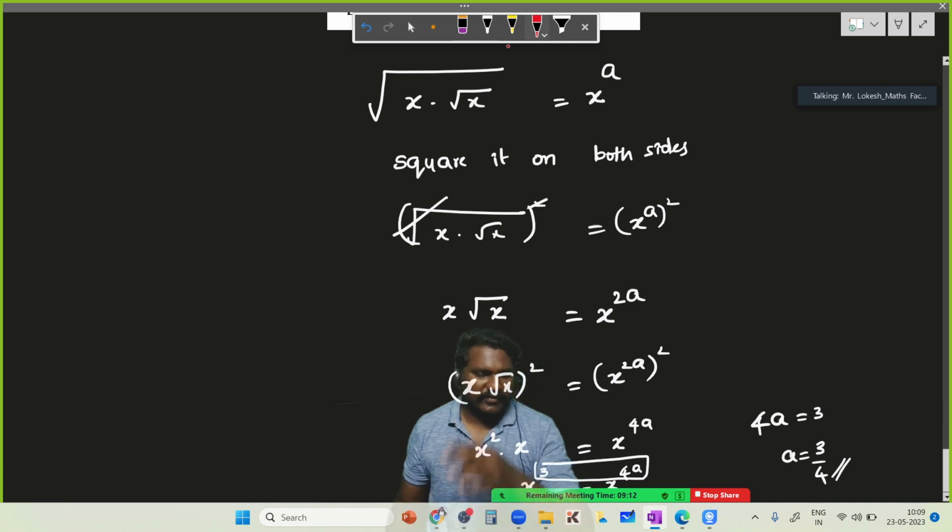See, we are making this question simple by doing squaring on both sides. Then the square roots will get cancelled. Then we'll get the answer.